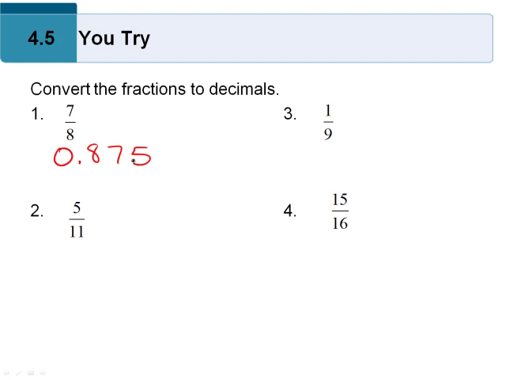Okay, number 2, 5/11 would be 5 divided by 11, and it's going to be a repeating decimal. We get 0.45 forever and ever. It keeps repeating. So put that bar over both those numbers.